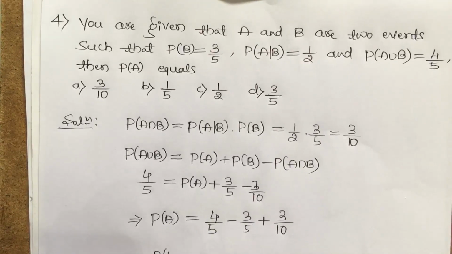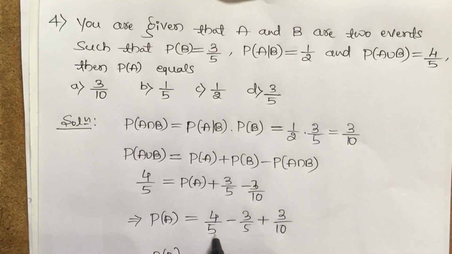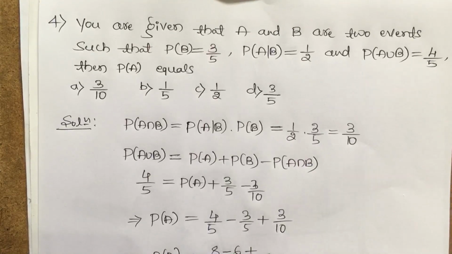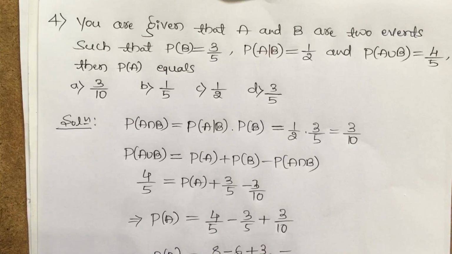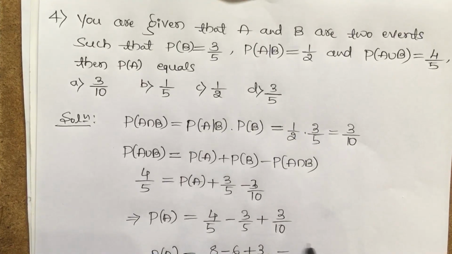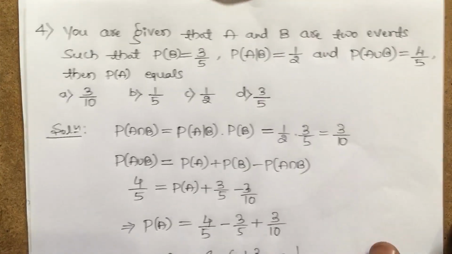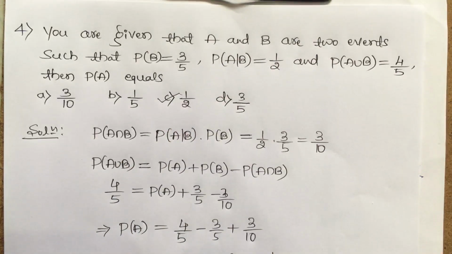So P of A is equal to, the LCM of 5 and 10 will be 10. So we get 8 minus 6 plus 3. Now 8 minus 6 is 2, 2 plus 3 is 5, and 5 by 10 will be 1 by 2. Hence, the correct answer is option C. So this is all about the fourth question.